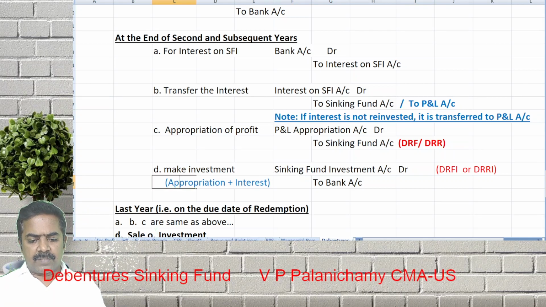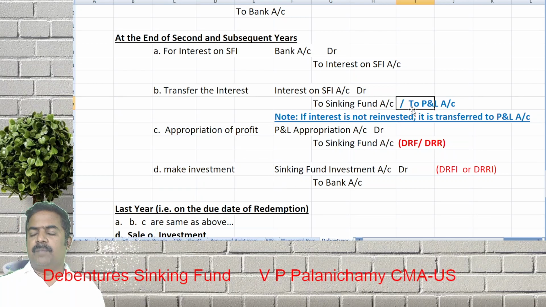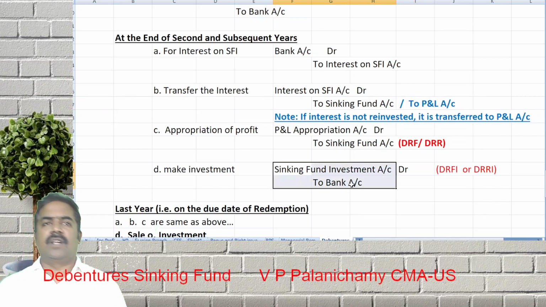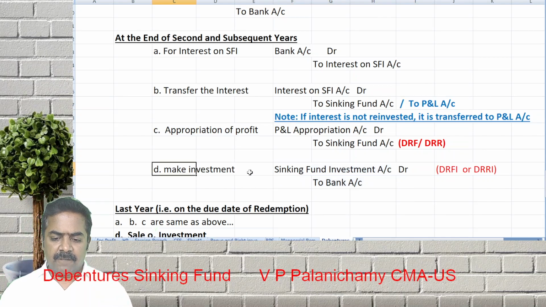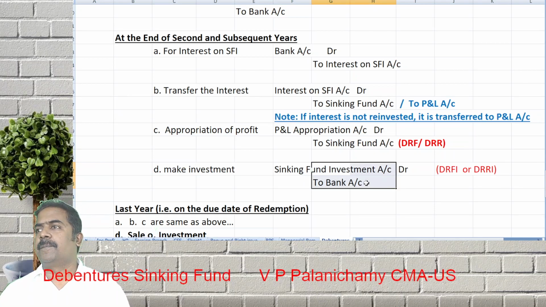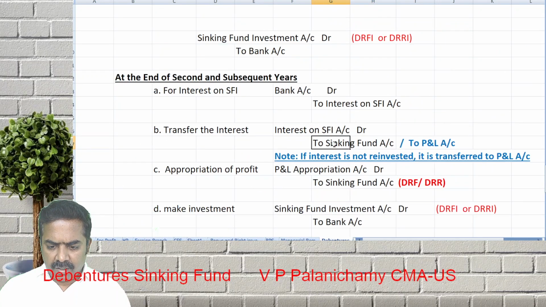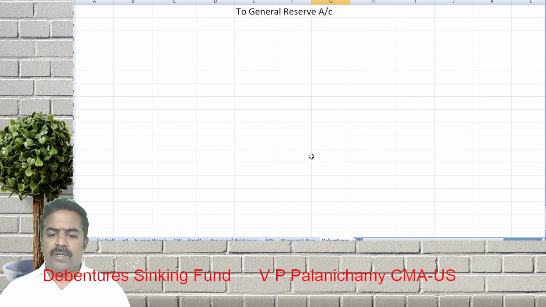So while making investment, then you will make only what? Sinking fund investment account debit to bank. When investing in the second year, suppose if the money is not reinvested, you will transfer to which account? Sinking fund investment account debit to bank. Only appropriation will be invested. Done. So in an ICAI question, how to deal with that? They will give you clear instruction. Otherwise, you can write your assumptions.